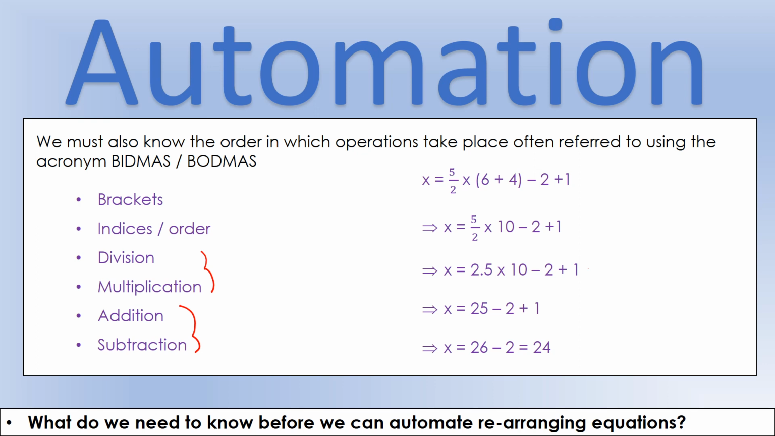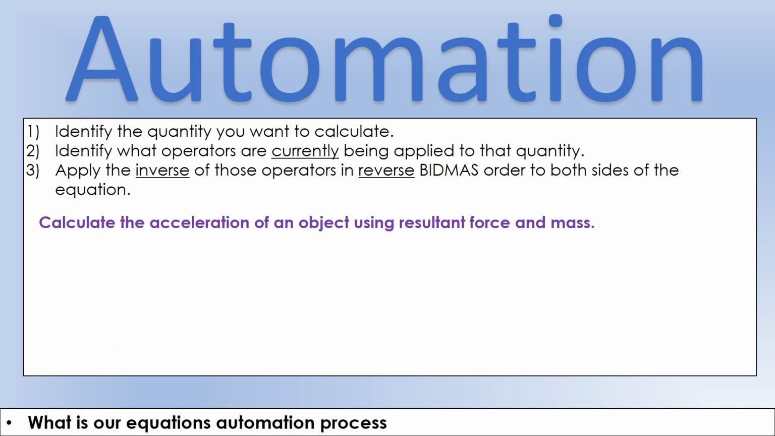But that's our process for ordering, and we're going to need that as part of our automation process for rearranging equations. Okay, so this is our automation process. We're going to do the same 3 things every time we want to rearrange an equation. We're going to identify the quantity we want to calculate. We're going to see what operators are currently applied to that quantity. And then we're going to apply the inverse of those operators in reverse BIDMAS order. So those are the same 3 things we're going to do every single time. So let's see some examples of this at work.